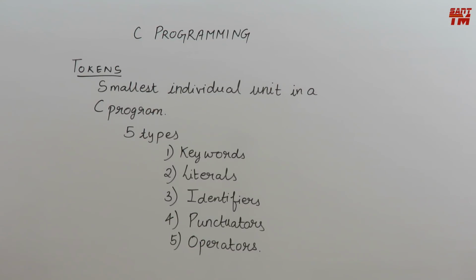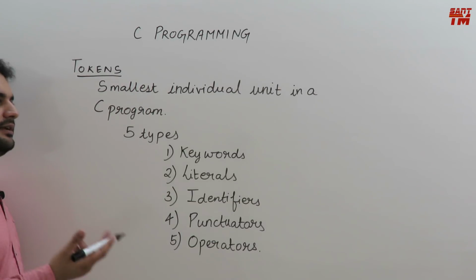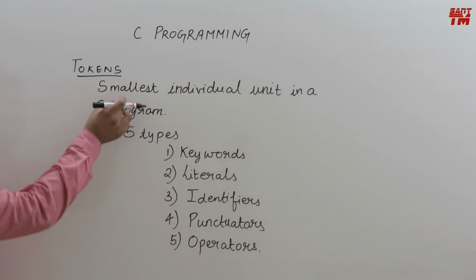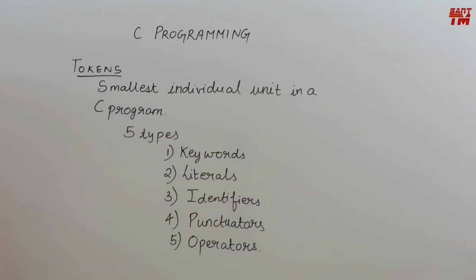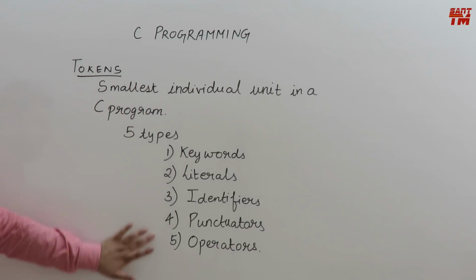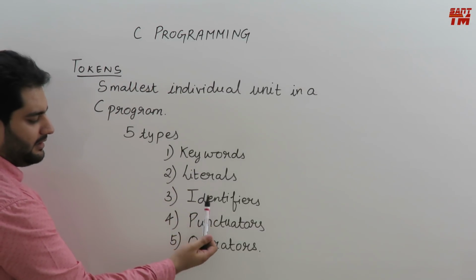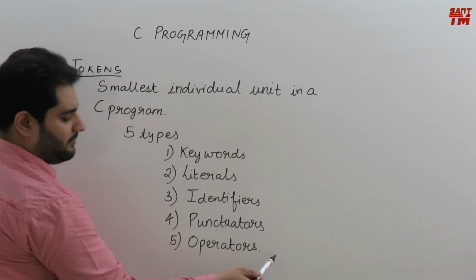Now after the character set, let's discuss this term, tokens. What are tokens? The smallest individual unit in a C program is called a token. Like you have studied in your smaller classes, the cell is the basic individual unit of a human body. Similarly, the smallest individual unit of a C program is called a token. Now there are 5 types of tokens. Please note them down: keywords, literals, identifiers, punctuators and operators.